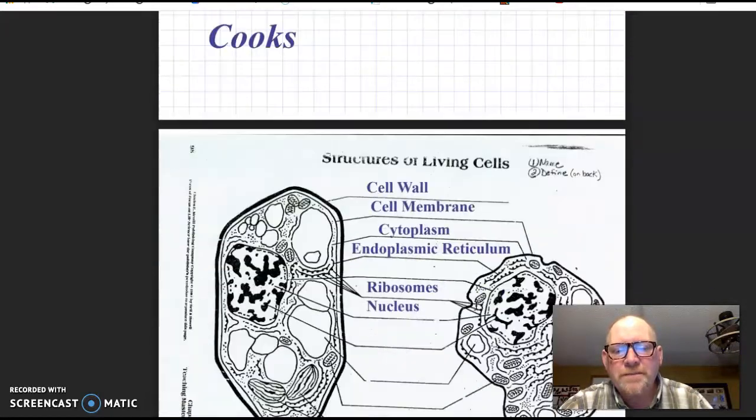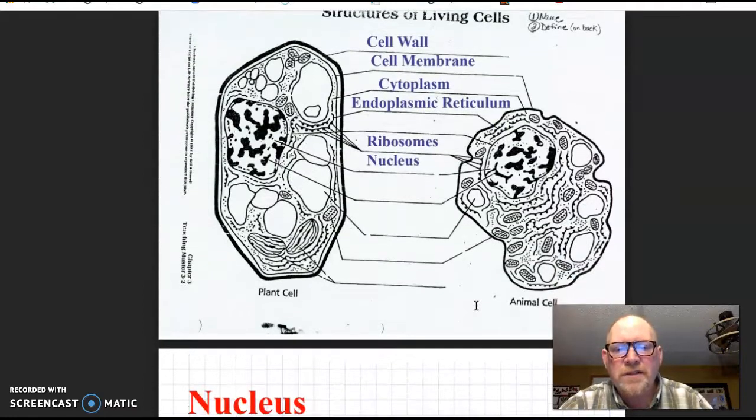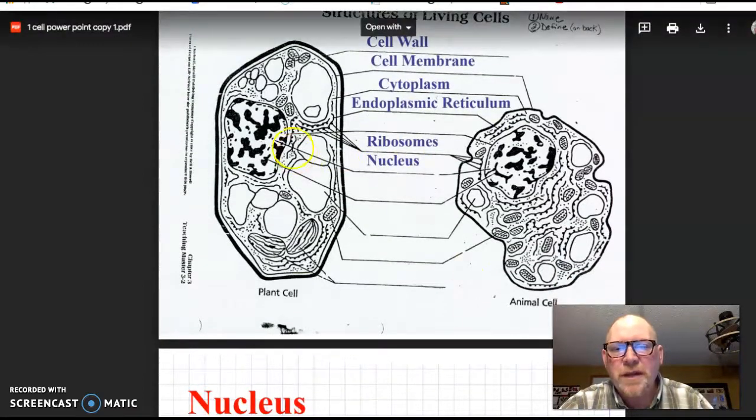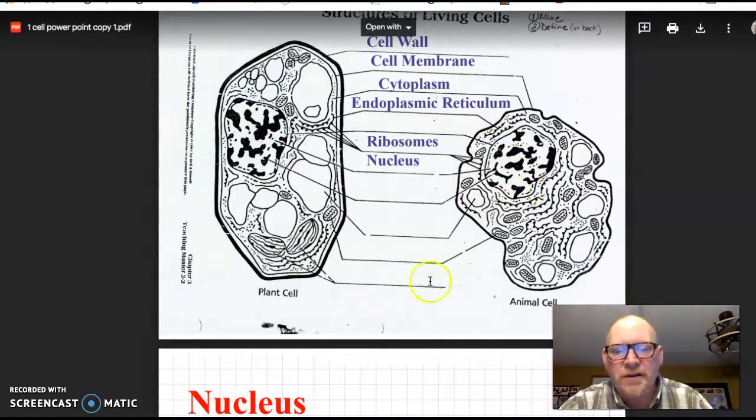Our next organelle is the nucleus. The nucleus is the control center. That's this big thing in the center of the cell, here and here.